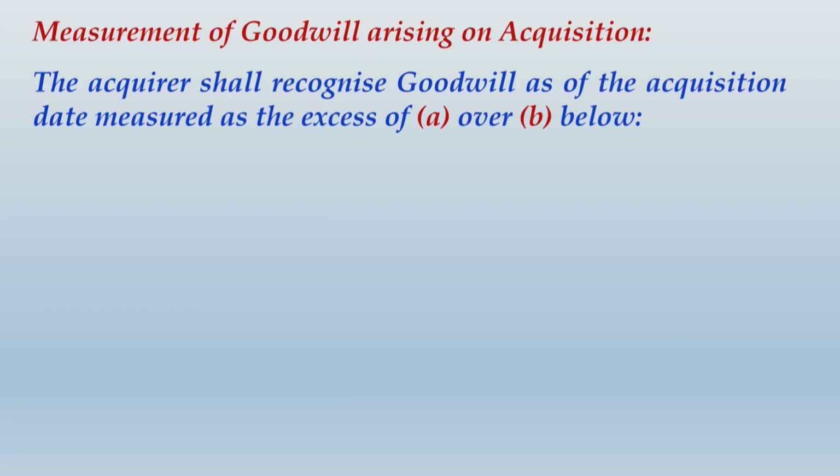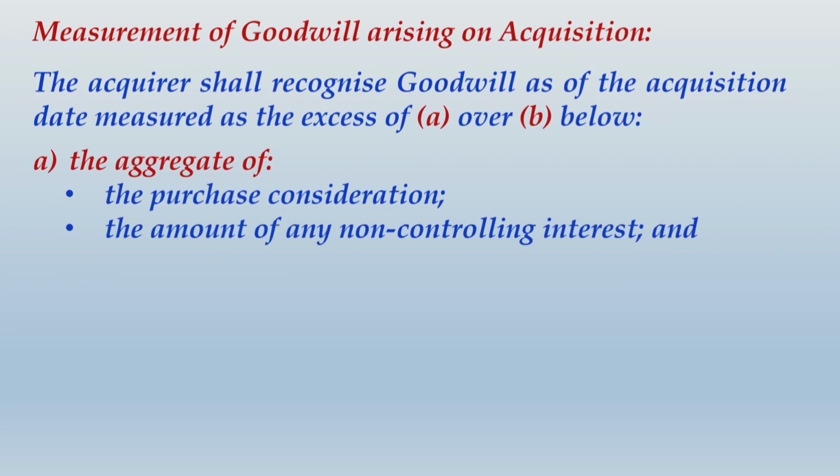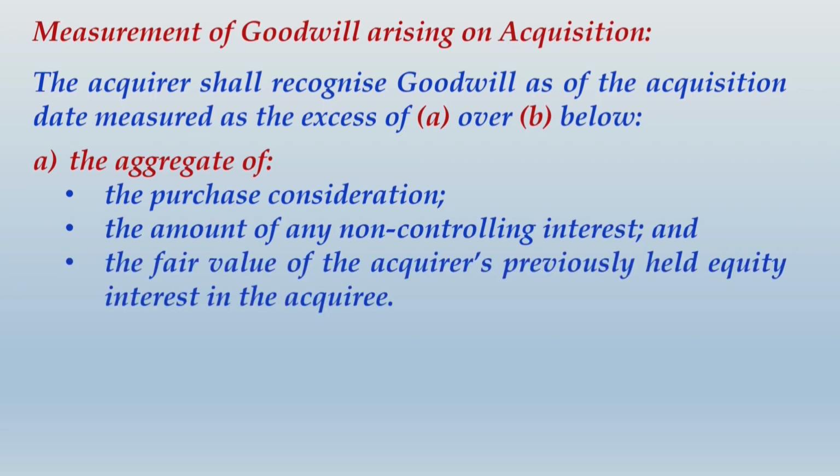So as we have discussed, measurement of goodwill arising on acquisition: the acquirer shall recognize goodwill as of the acquisition date measured as excess of A over B, as mentioned below. A is the aggregate of three components. Number one, the purchase consideration; number two, the amount of any non-controlling interest; and number three, the fair value of acquirer's previously held equity interest in the acquiree.